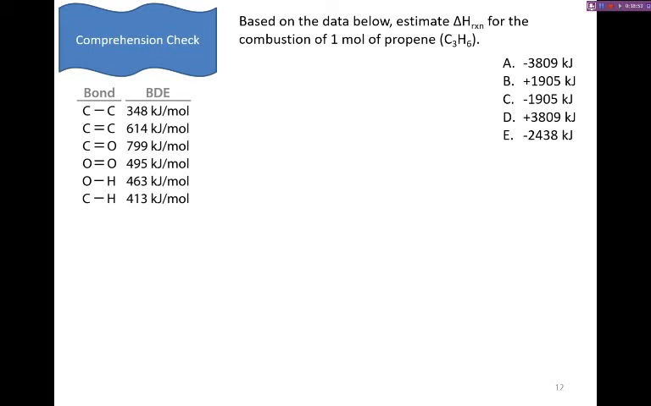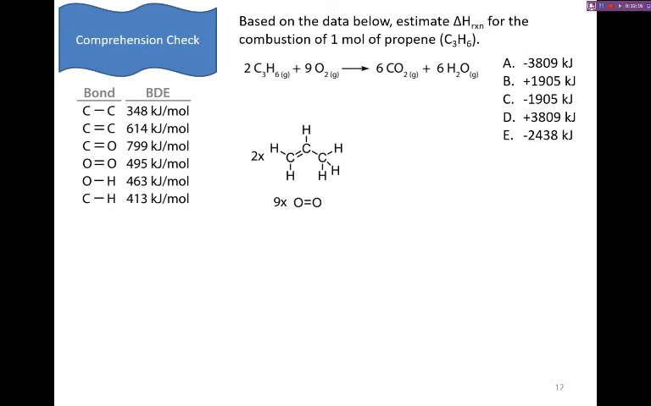Okay, for the last one, I'd like you to try this on your own. Pause the video and try this before watching through the solution. Welcome back. So the first step is to make sure you have a balanced chemical equation. This is a combustion, so you should be able to get the following reaction. The second step is to draw the Lewis structures. We have 2 propenes, and 9 oxygens. We have 6 water and 6 carbon dioxide.